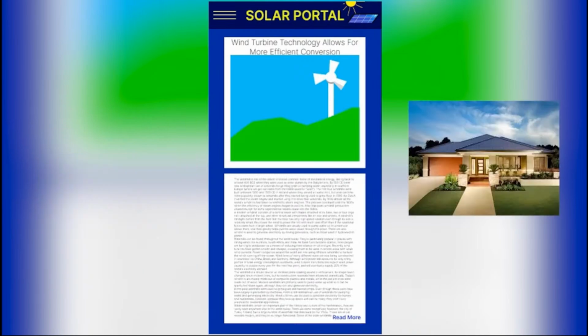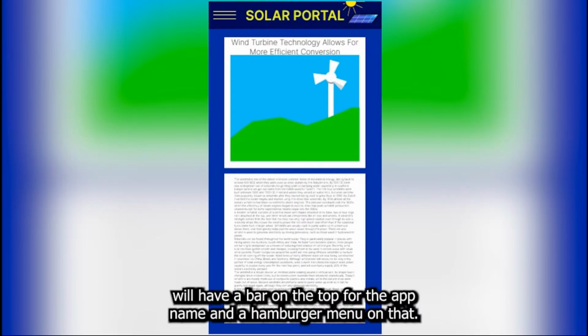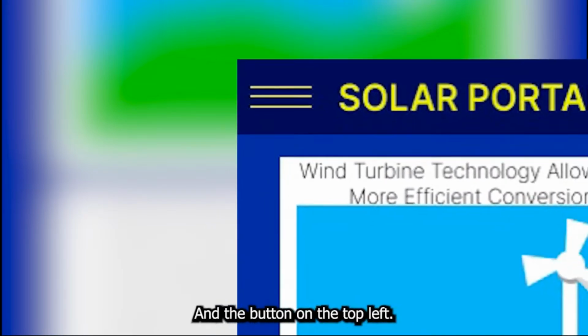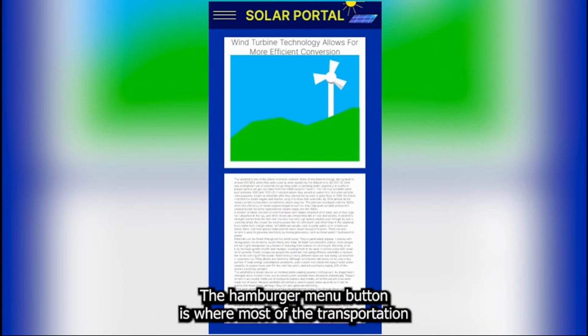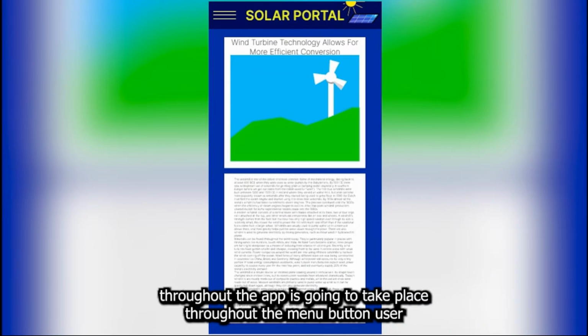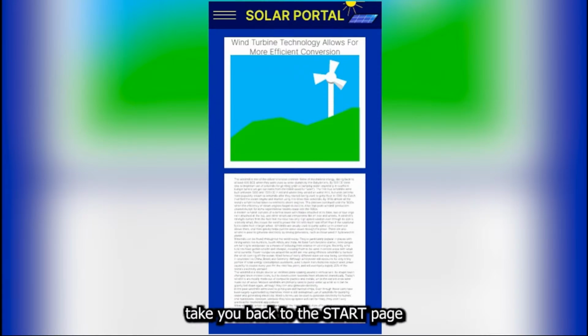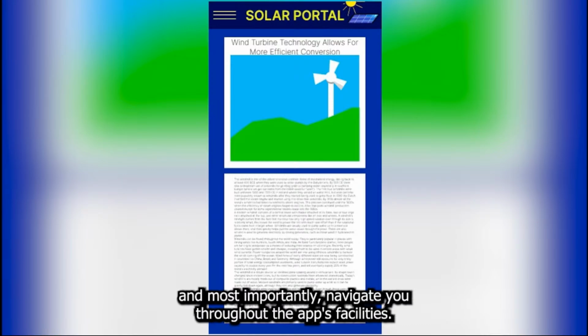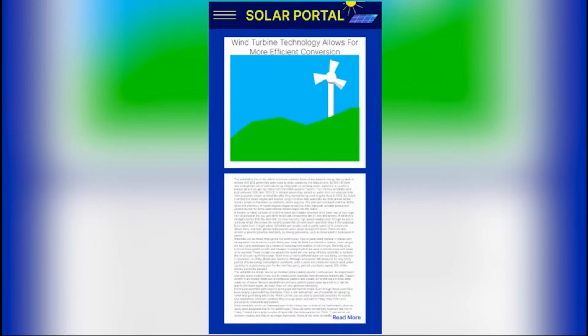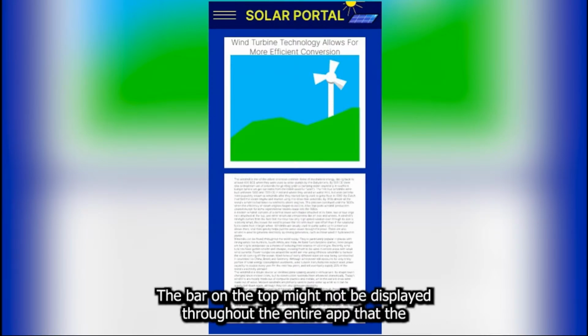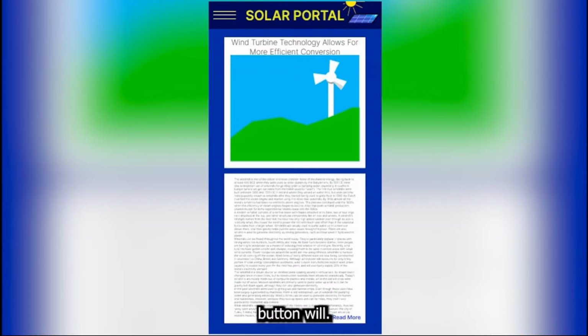On the start page of our app, the UI will have a bar on the top for the app name and a hamburger menu button on the top left. The hamburger menu button is where most of the navigation throughout the app is going to take place. Through the menu button, the user can access settings, gain access to their account, go back to the start page, and most importantly, navigate throughout the app's features. The bar on the top might not be displayed throughout the entire app, but the button will.